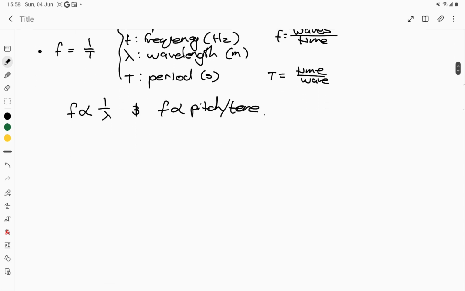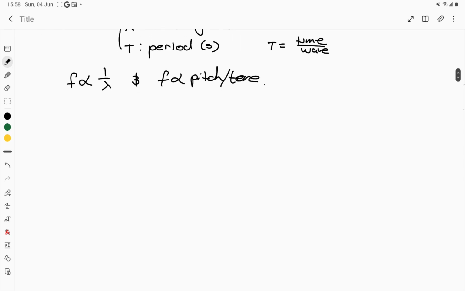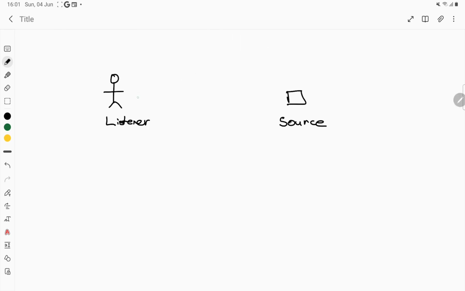Now, to the grade 12 work. We have here a listener, L, on the left, and we have a source of the sound on the right. The source can be anything. It can be an ambulance, it can be a train, it can be a factory, it can be a crazy person screaming, it can be anything. It can be me speaking.